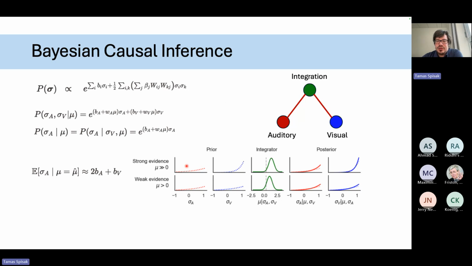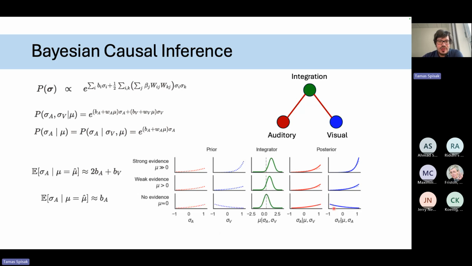The activity of the integrator node will represent the evidence for the common cause, and the actual causal structure is specified by the weights here. And then the posterior of both the visual and the auditory regions will be adjusted according to the degree of estimated causality. If there is no common cause, then the posteriors will be unchanged, basically.